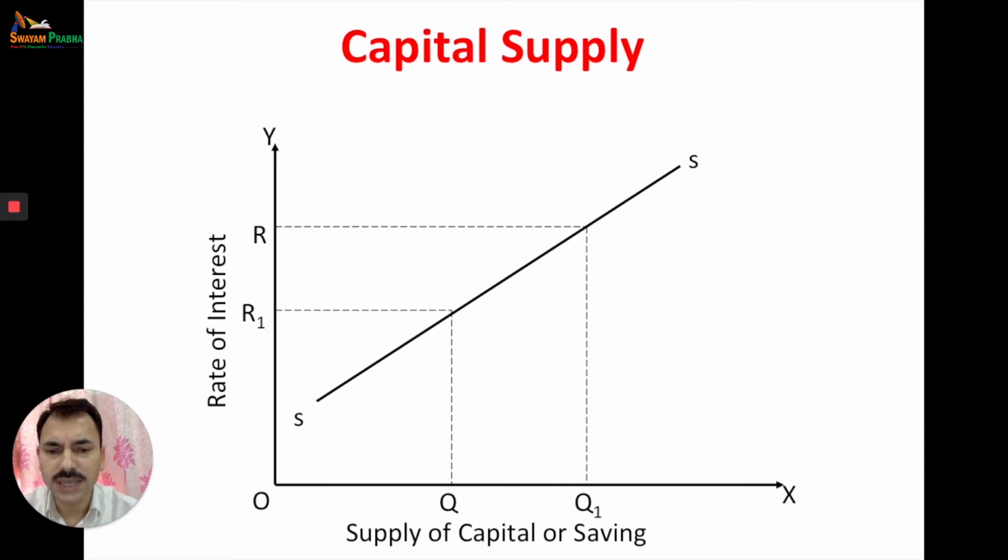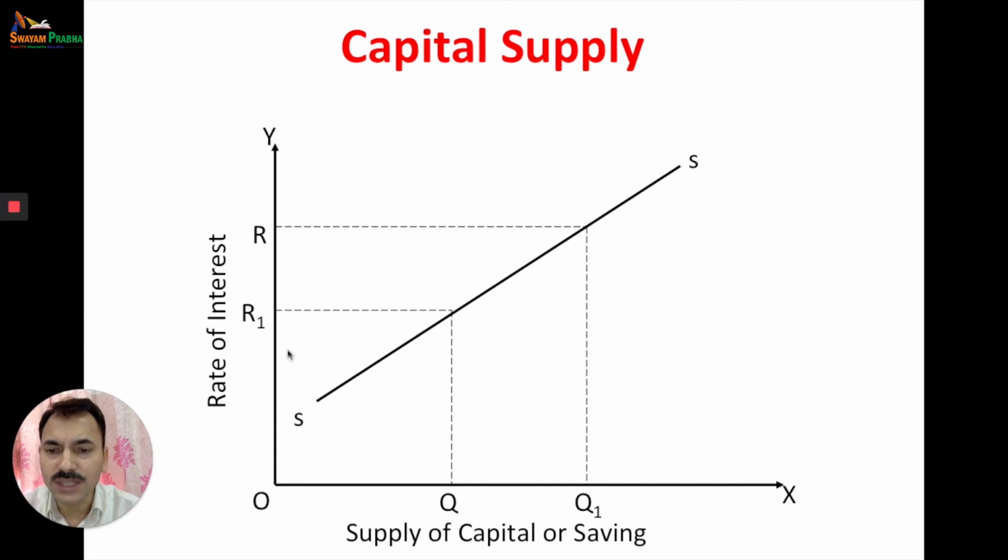You know that this diagram shows the relationship between the rate of interest and the supply of capital. As I have already stated, there is a positive relationship between the rate of interest and the supply of capital. See, if the rate of interest is OR1, the supply of capital is OQ. As the rate of interest increases from OR1 to OR, simultaneously the supply of capital increases from OQ to OQ1.